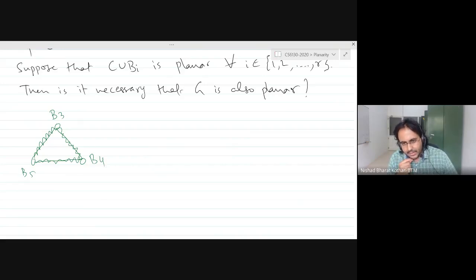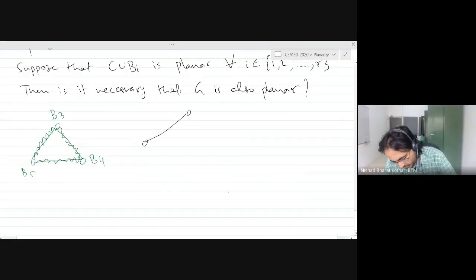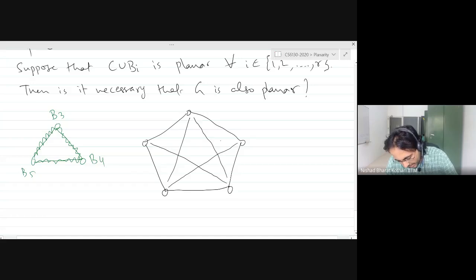But is it necessary for all bridges to be mutually overlapping? What if my graph has 5 bridges? So let me draw K5 for you. Now I'm going to make a drawing of K5. Okay, this is my cycle. And now there are 5 bridges. Each edge is a bridge. This is one bridge. This is another bridge. This is yet another bridge. This is yet another bridge. And this is the last one.